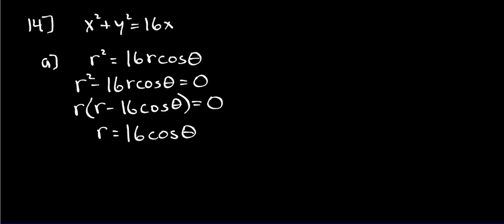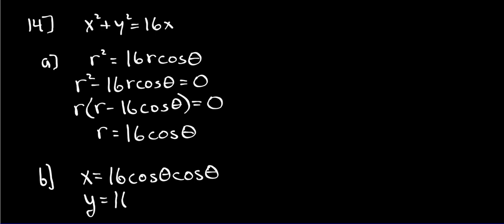There is my r. Now, I'm getting ready to find dy/dx in this form. So what I need to do is recognize that x is going to equal r times cosine theta. Remember, that's what x is, r cosine theta. Y is r times sine theta.